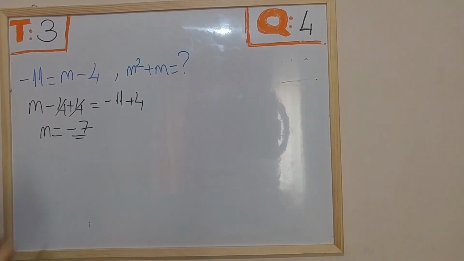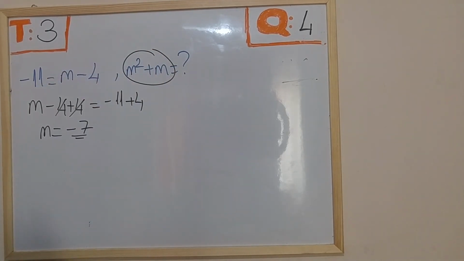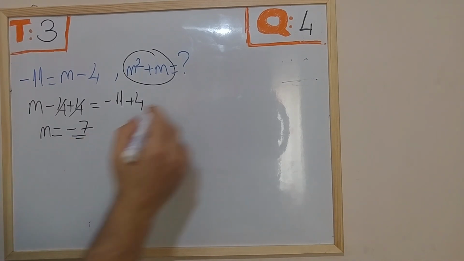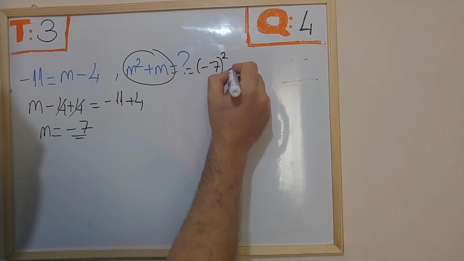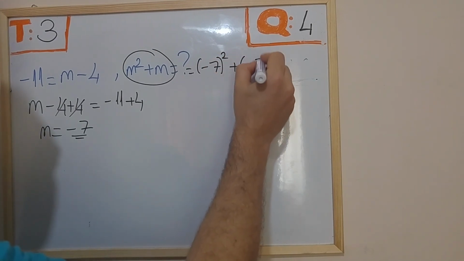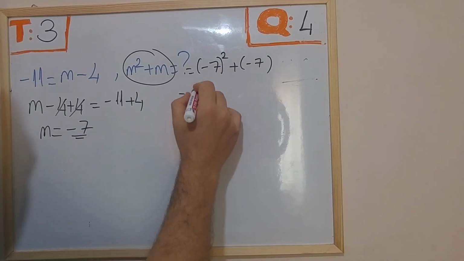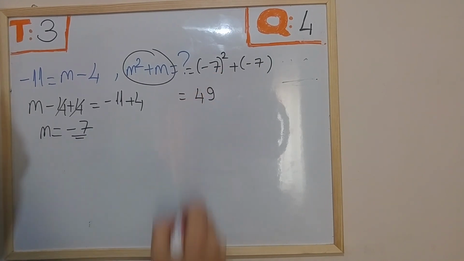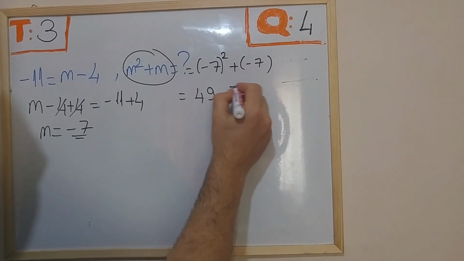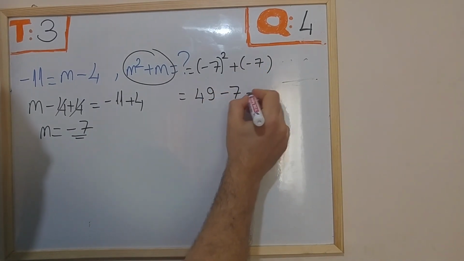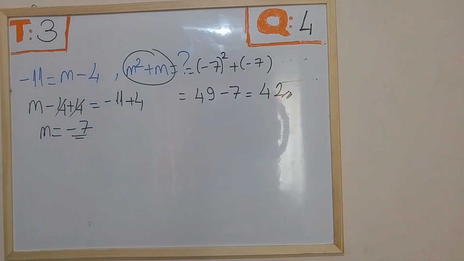What they are asking is m squared plus m, so that we have to take minus 7 squared plus minus 7, which is equal to, as you know, minus 7 squared is plus 49, and plus m, which is minus 7. This gives us 42 as the answer.